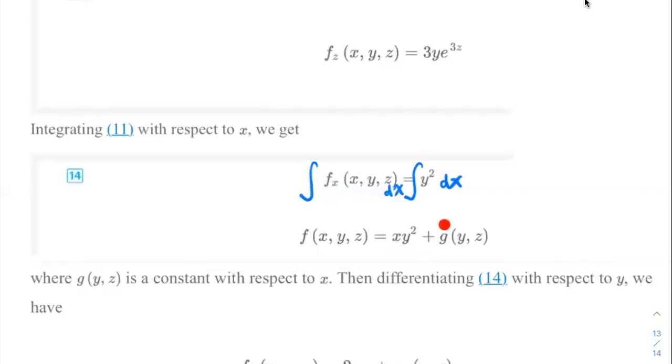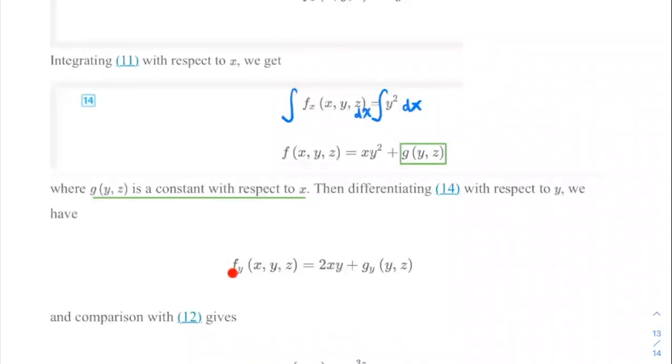Now, instead of adding just a constant, this is a constant function with respect to x, which is a function that has no x involved. So this is regarded as a constant function with respect to x. So just like before, once we get this function, small f, we're going to take the partial derivative with respect to y.